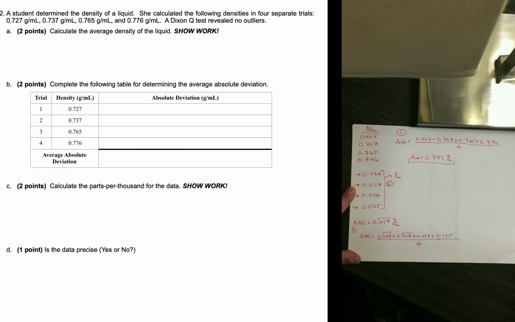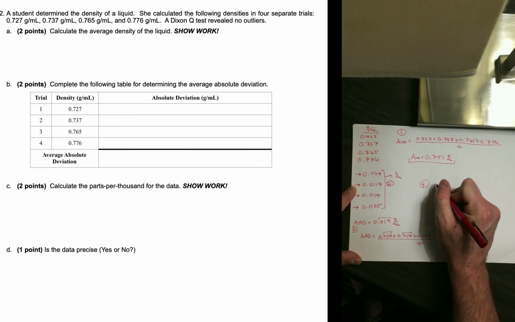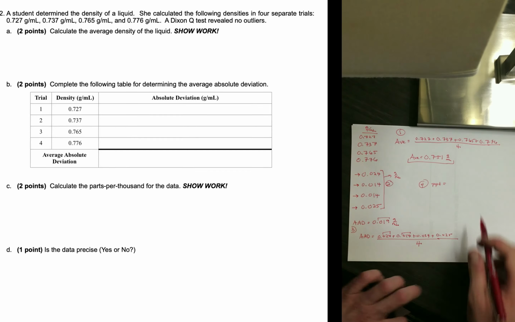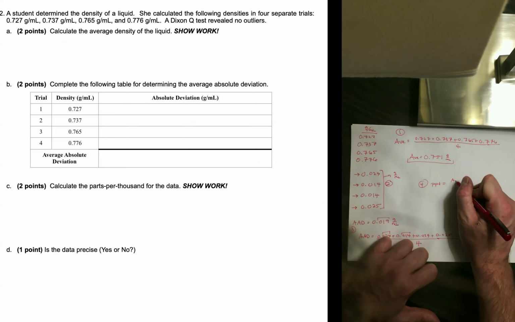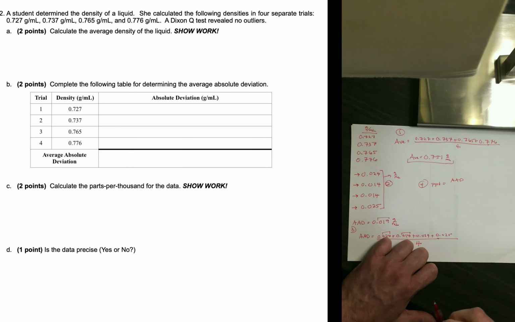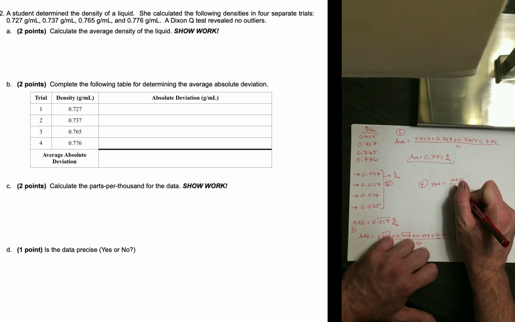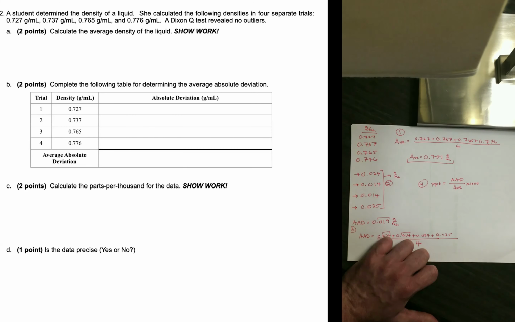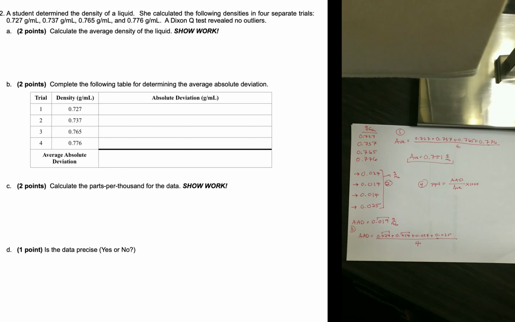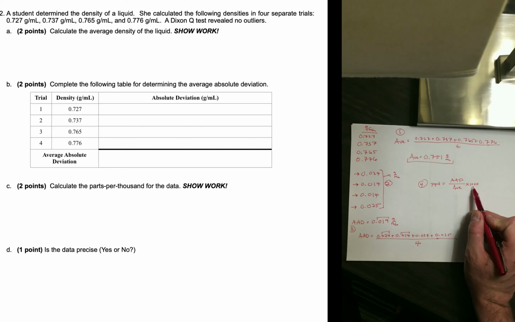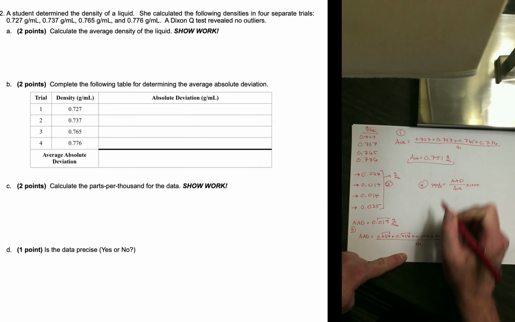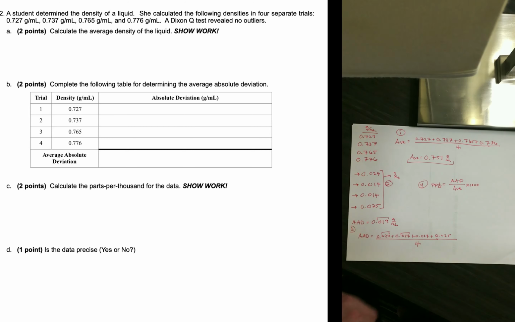Now what I can do is I can do the last part, which is calculate the parts per thousand. And the way that I calculate the parts per thousand is I take the average absolute deviation, which is what I calculated previously, and divide by the original average, and then I multiply it by 1,000. Now notice in this, I'm not calculating a percent value. If I were calculating a percent value, this would probably be a 100. In a parts per thousand, keyword on thousand, I'm multiplying by 1,000.